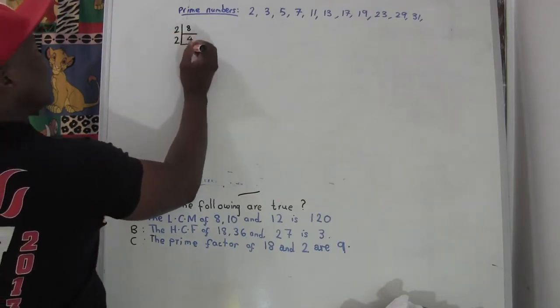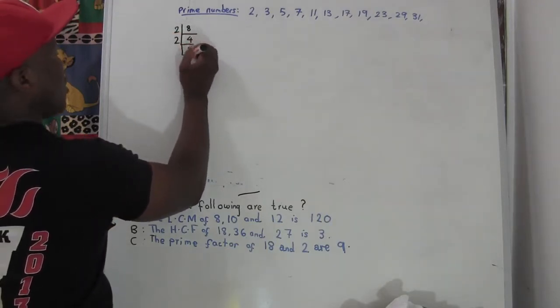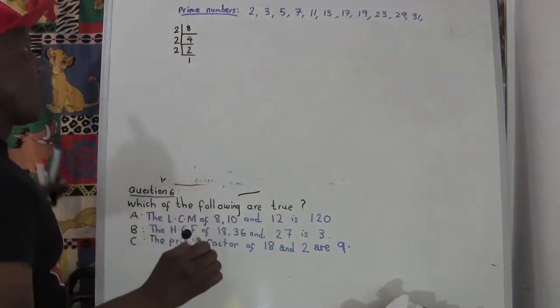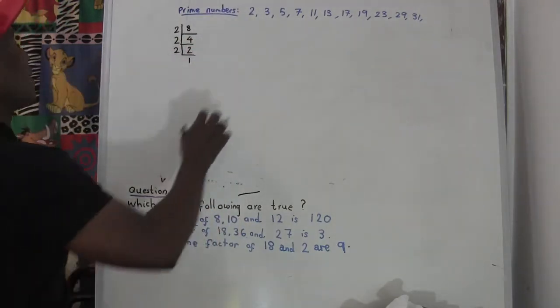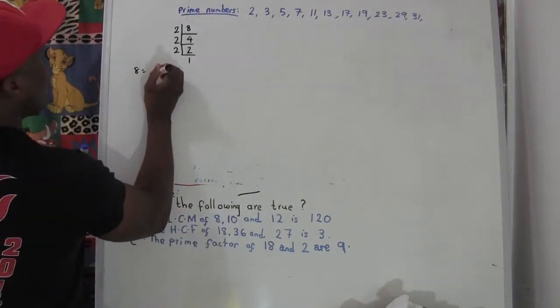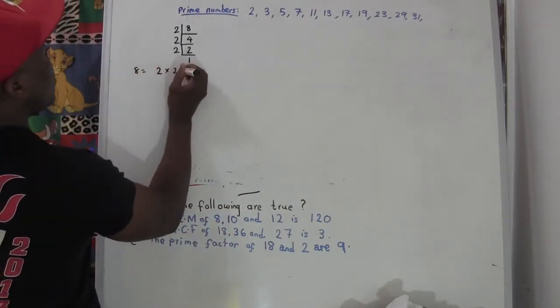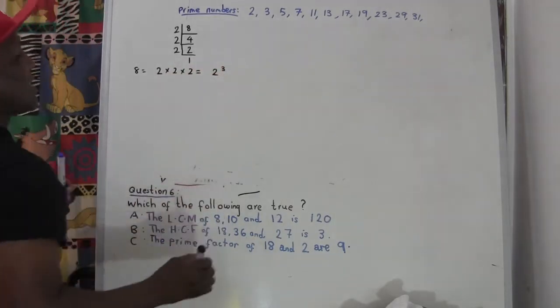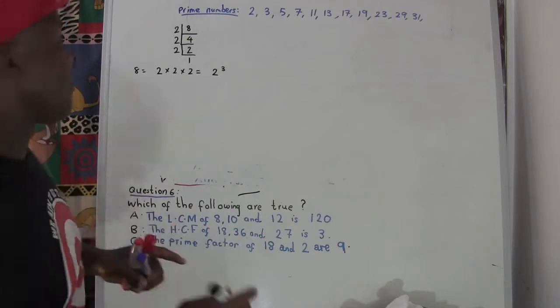Yes, it can be divided by 2. And this can be equal to 2. Or we can divide again by 2, which is going to give us 1. So 8 equals 2 times 2 times 2, or you can say this equals 2 power 3, which means there are 3 of them.